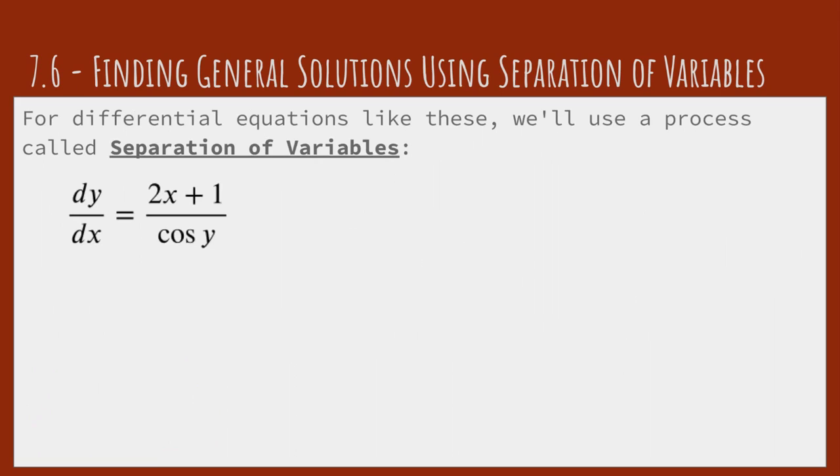And that process we're going to use is called separation of variables. And the basic idea is that we need to separate x's from y's. So we're going to get everything that has to do with a y on one side and everything that has to do with an x on the other side.